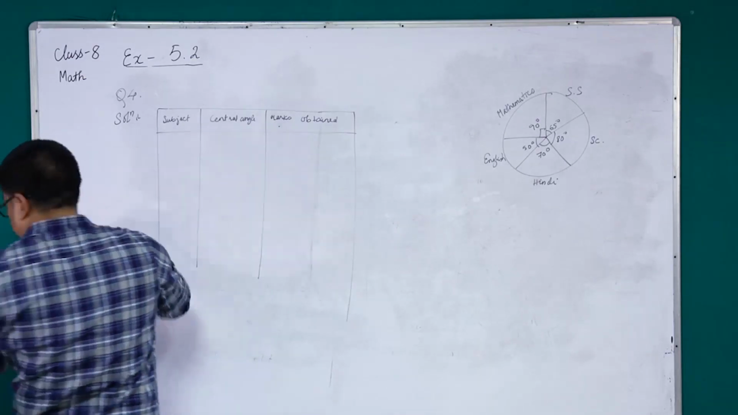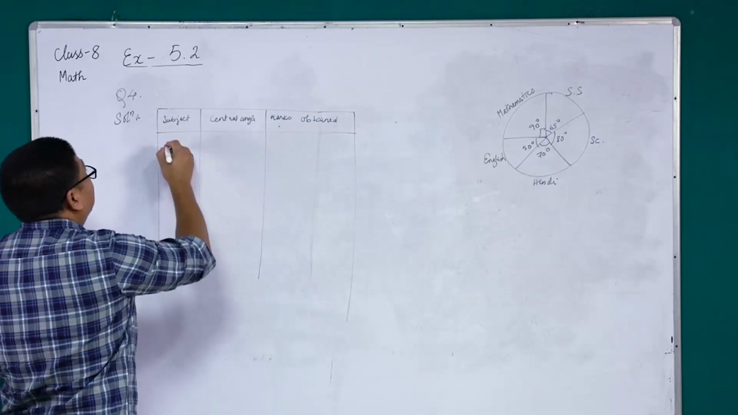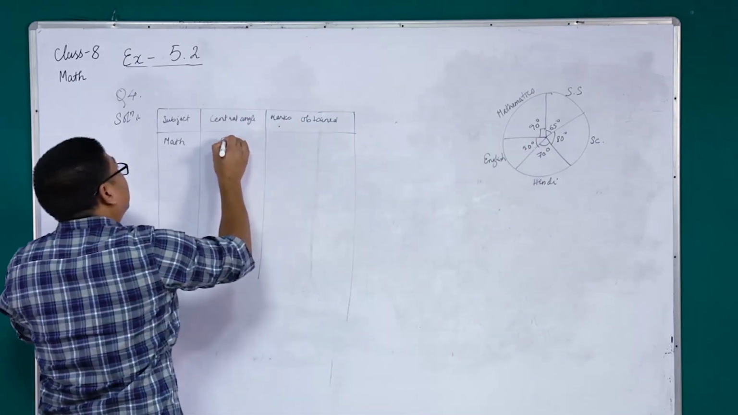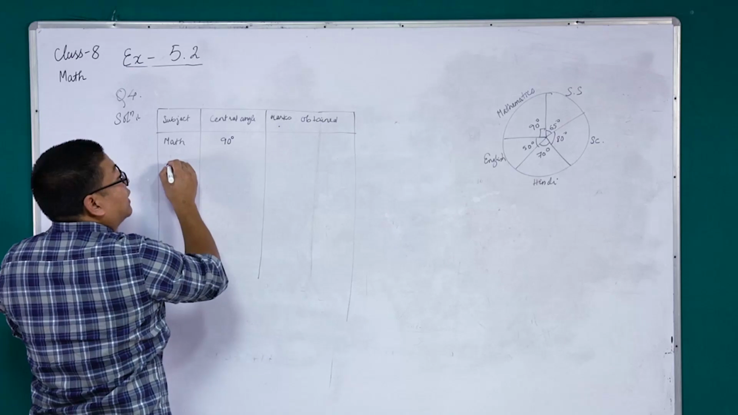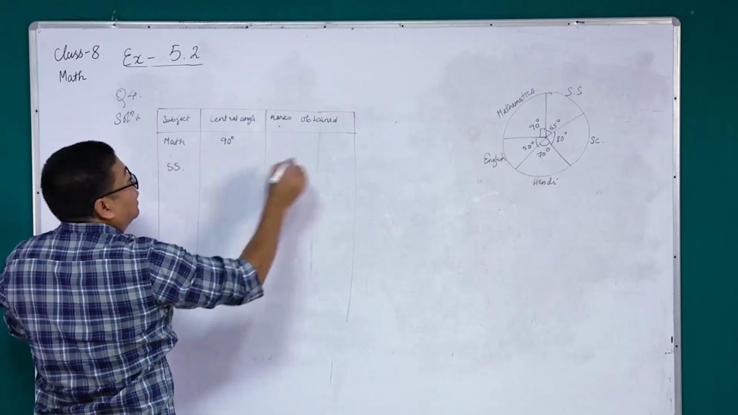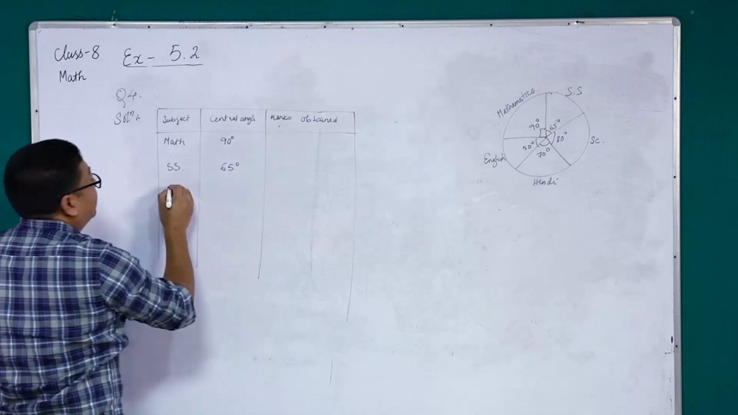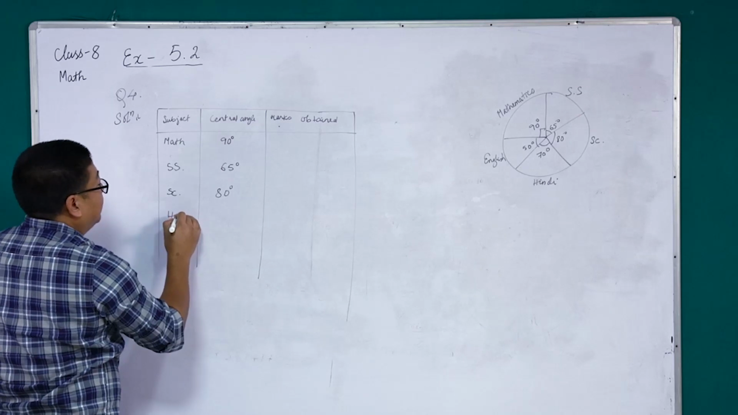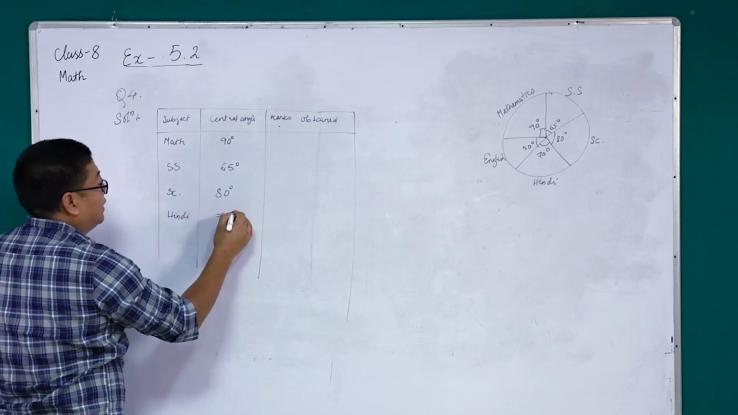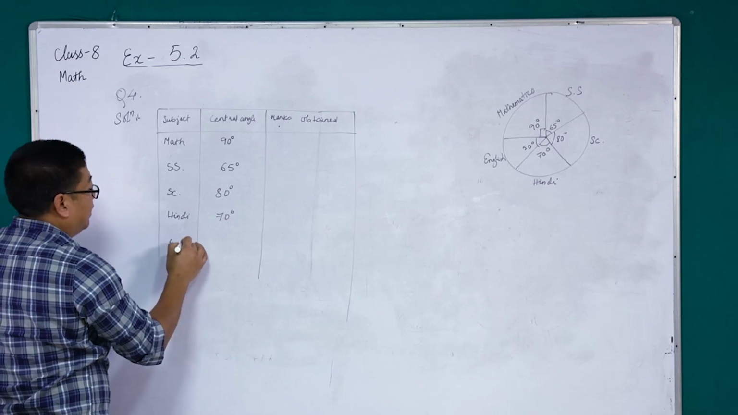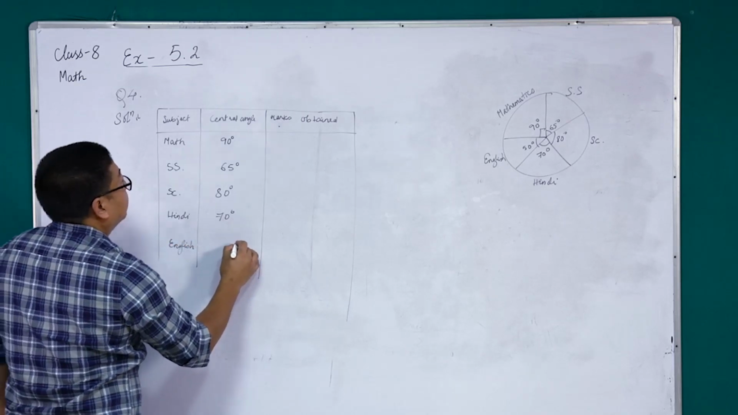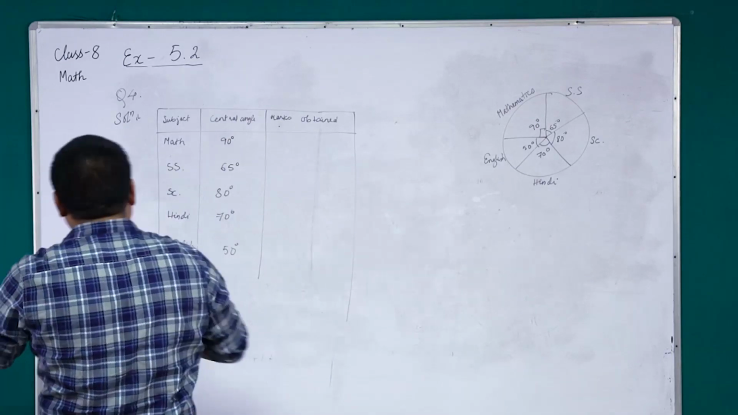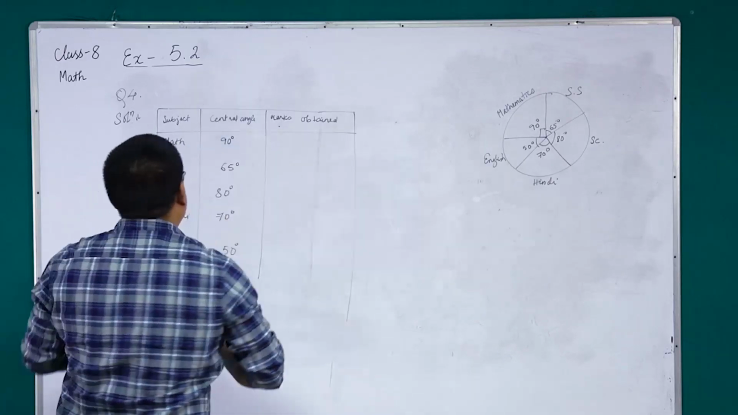The first subject, let us consider math. Here, the central angle is given as 90 degree. The next is SS. The central angle is given as 65 degree. The next is science, it is given as 80 degree. Next is Hindi, which is 70 degree. And finally, English, which is 50 degree. Now using these data, we will be calculating the marks obtained.